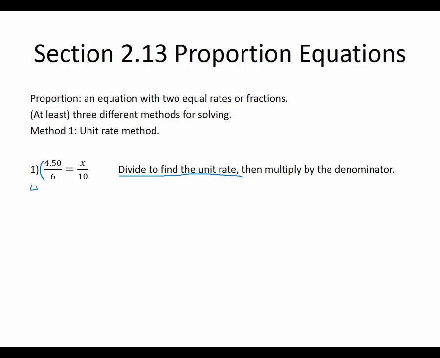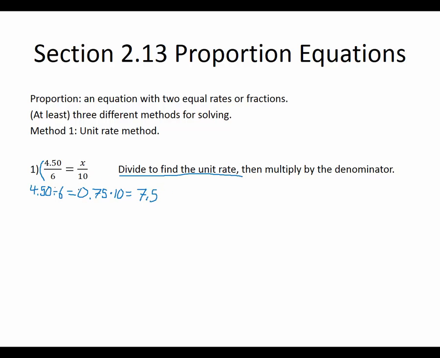4.50 divided by 6, I just punched that in my calculator, and it tells me 0.75. And I'm going to take that and multiply it by the denominator of 10, and 0.75 times 10 is 7.5, and that's my answer.